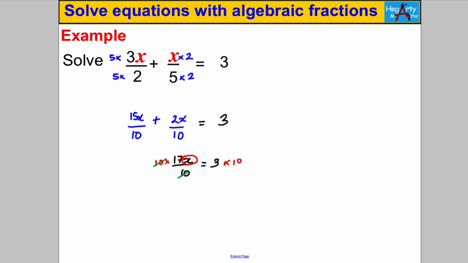So multiplying by 10 undoes that dividing by 10, and I will get myself on the left hand side 17x is 3 multiplied by 10, which is 30, and then I'm going to divide both sides by that 17, and I'm going to get that x is therefore equal to 30 over 17. Have a quick think, can I simplify? I can't because 17 is a prime number. And I'm done.